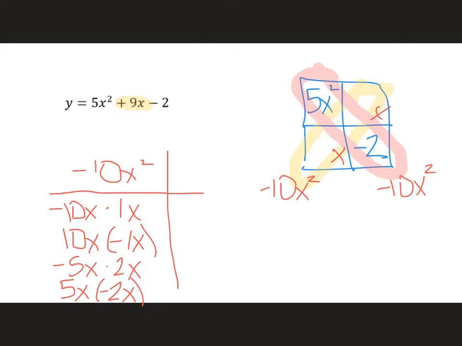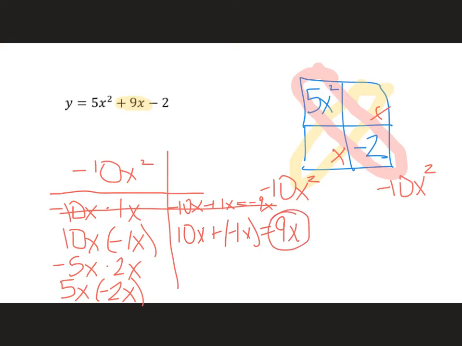I need to know which of those factors would combine, if they were in those two boxes, to make 9x. If I think about them as being combined, this would become negative 10x plus 1x, which is negative 9x. Now, I don't need negative 9x, I need positive 9x, so that's not going to work. So I'll go ahead and scratch that one off. On this next row, I would have 10x plus negative 1x, which would be 9x.